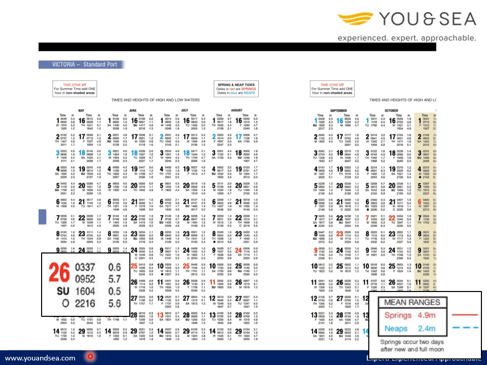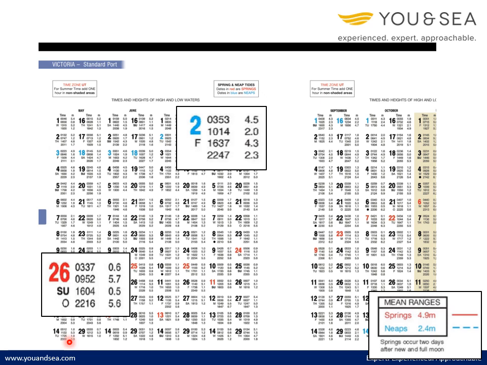So if we pick the 26th, we can see it's colour-coded red, but the range of tide, difference between low tide and high tide, 0.6 and 5.7. That's 5.1 metre range. That's 0.2 bigger than the spring range over here of 4.9, the spring average range. So we've got a larger than usual spring tide.